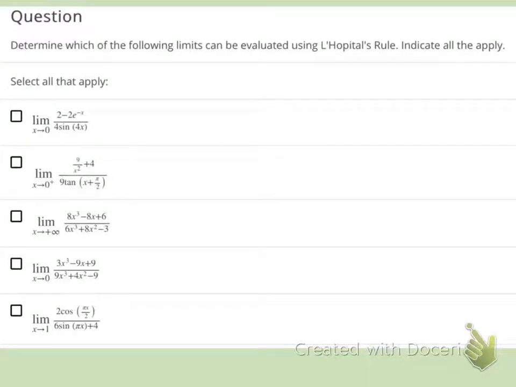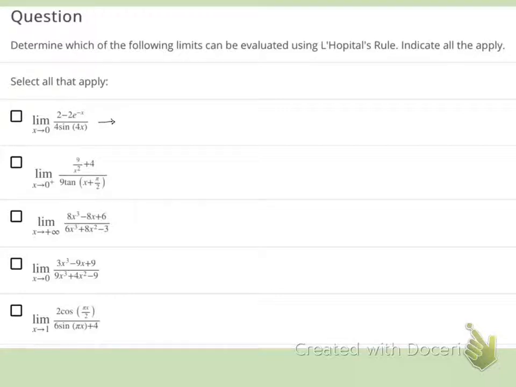So for this first practice problem, we want to determine which of the following limits can be evaluated using L'Hopital's rule. So remember, we can use L'Hopital's when we get an indeterminate form like 0 over 0 or infinity over infinity. So we're going to use direct substitution for each one of these.